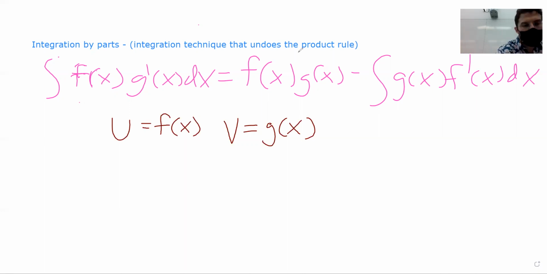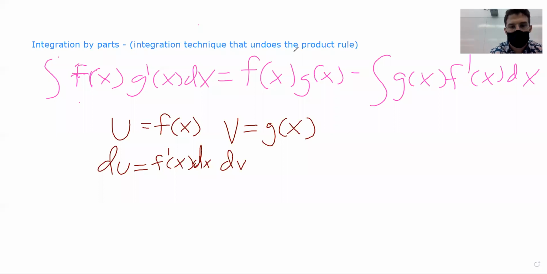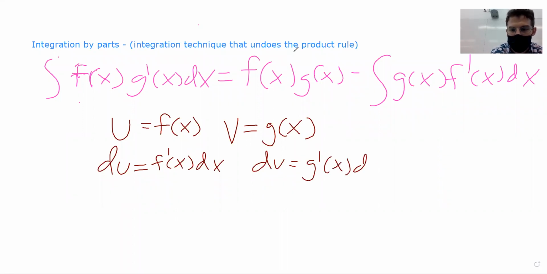So when we go forward and calculate the differential du, if u was f originally, what's du going to be? f prime times dx. And similarly, dv is going to be g prime of x dx. Okay. Everybody still with me?